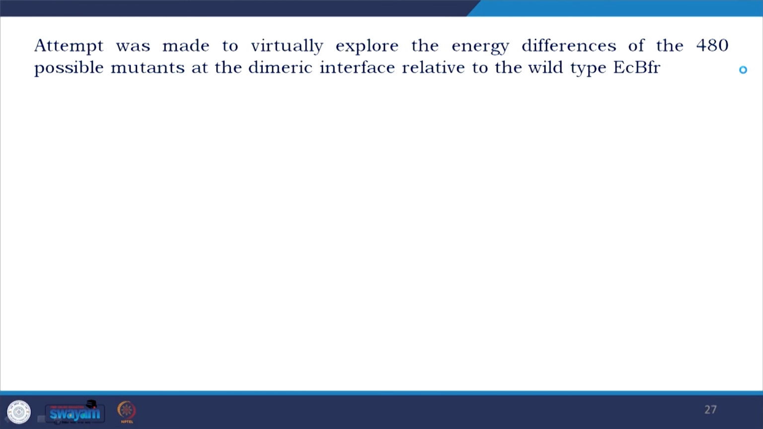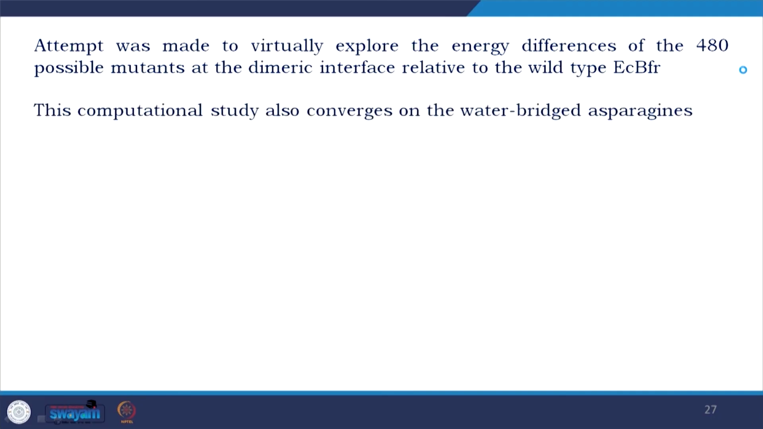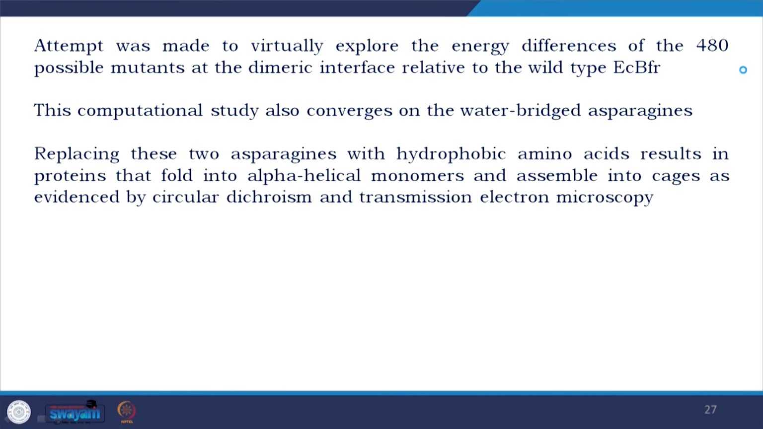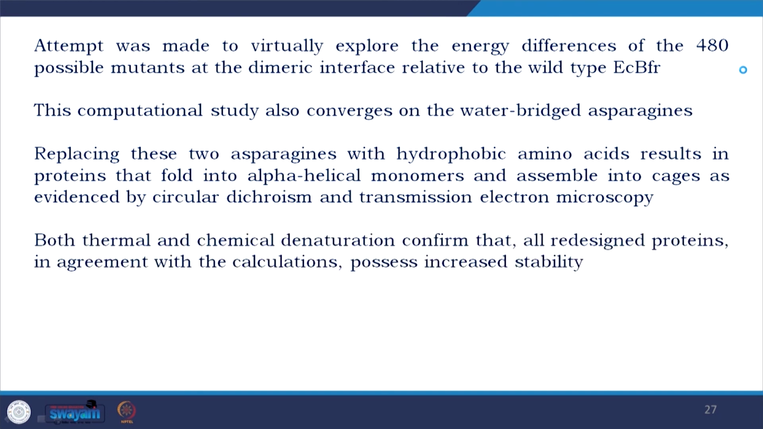An attempt was made to virtually explore the energy differences of the 480 possible mutants at the dimeric interface relative to the wild type ECBFR. This computational study also converges on the water bridged asparagines. Replacing these two asparagines with hydrophobic amino acids results in proteins that fold into alpha helical monomers and assemble into cages, as evidenced by circular dichroism and transmission electron microscopy (TEM). So, they performed CD and TEM experiments.